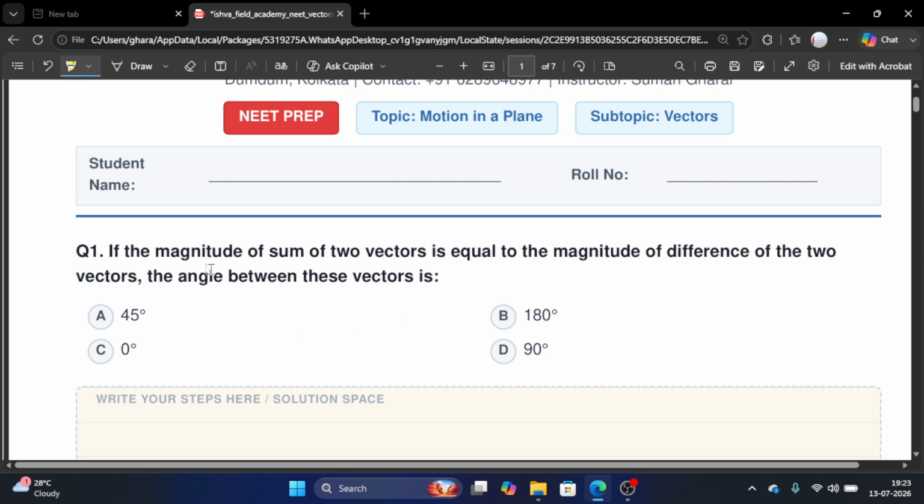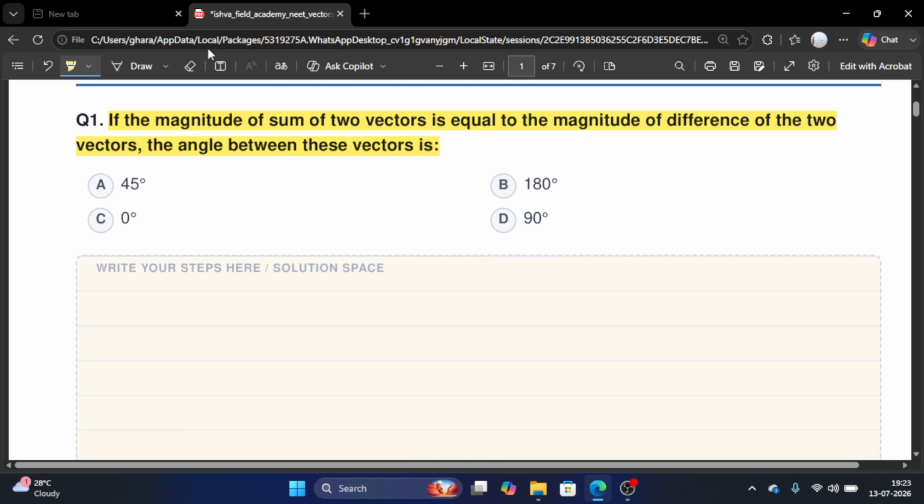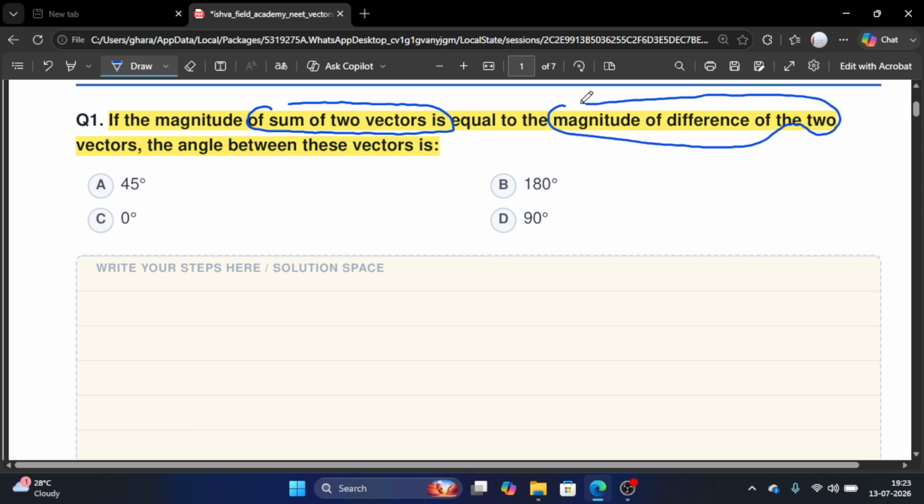In this first question, what does the question tell? If the magnitude of the sum of two vectors is equal to the magnitude of the difference of the two vectors, the angle between these vectors is. So basically, this problem tells us that the magnitude of the sum of two vectors is equal to the magnitude of the difference of two vectors. Let us assume a vector A and another vector B.